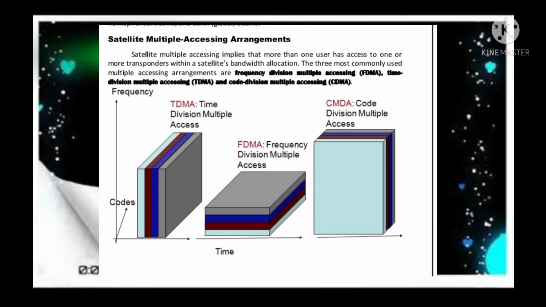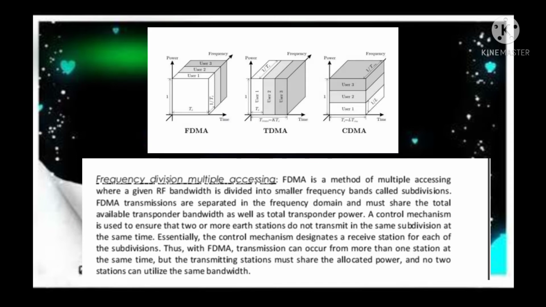Satellite multiple accessing implies that more than one user has access to one or more transponders within a satellite's bandwidth allocation. The three most commonly used multiple accessing arrangements are frequency division multiple accessing, time division multiple accessing, and code division multiple accessing. Frequency division multiple accessing is a method of multiple accessing where a given RF bandwidth is divided into smaller frequency bands called subdivisions.